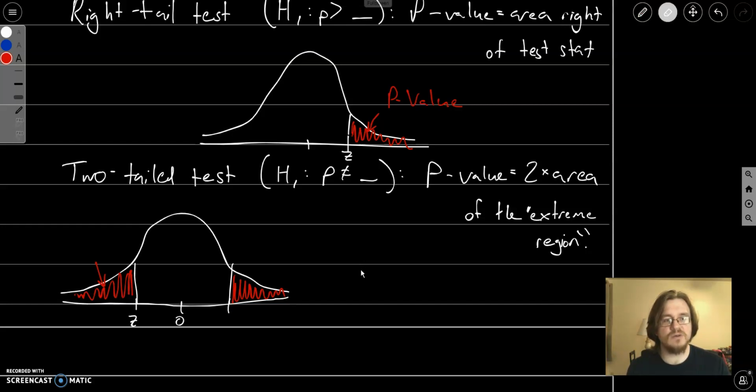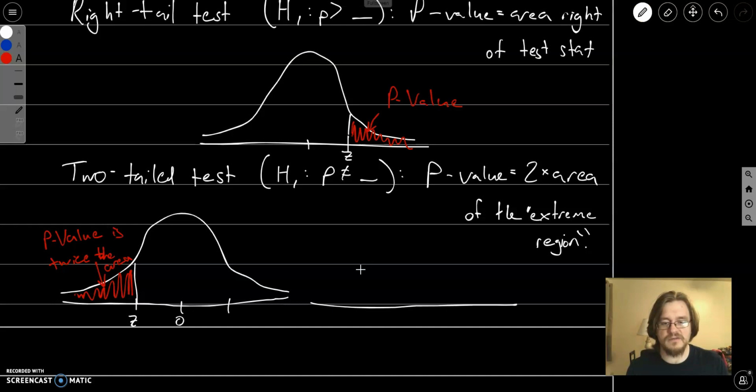So whatever this area is, if I take it times 2, that's the combined area of both of these. So when we have a z-score that's below 0, the p-value is twice this area, twice the area, because it'll just be the same thing on the other side.